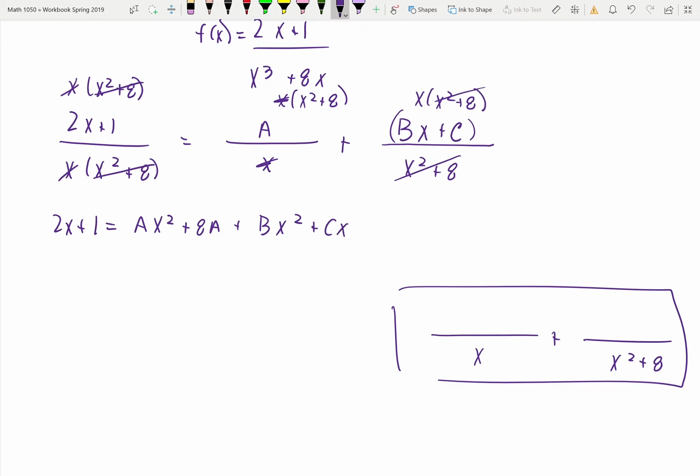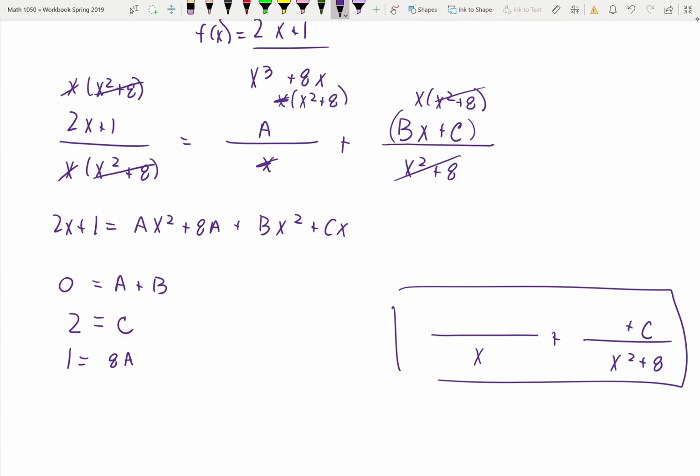Now let's write an equation with just the x squareds, but drop the x squareds. So on the right I have a plus b, on the left I have no x squared, so I put in a 0. Now let's do the x's, but drop the x's. So you'd have 2 equals c, and that's awesome because I already have a variable, which makes it so much easier. Now let's do constant, meaning no x at all. 1 equals 8a.